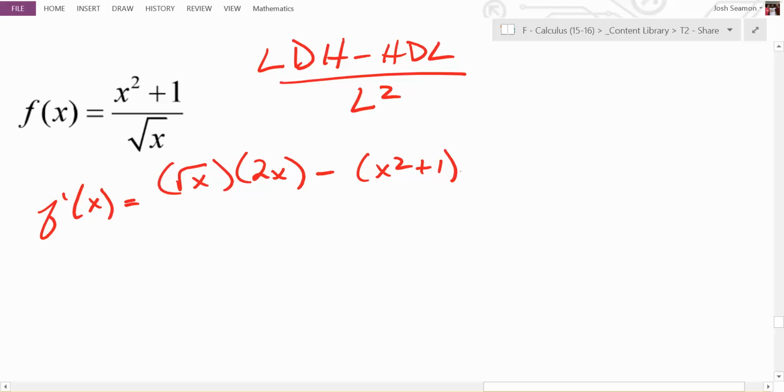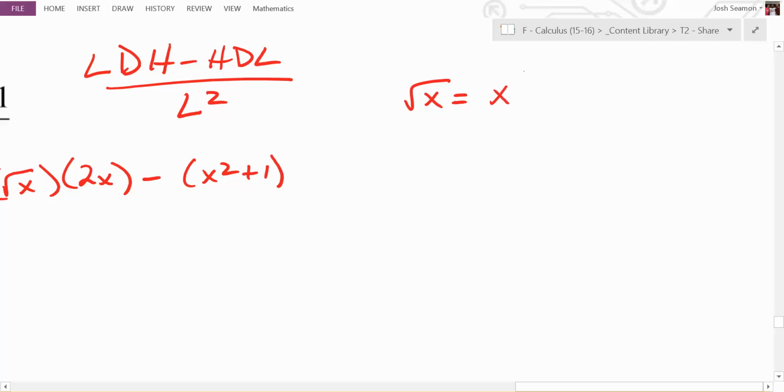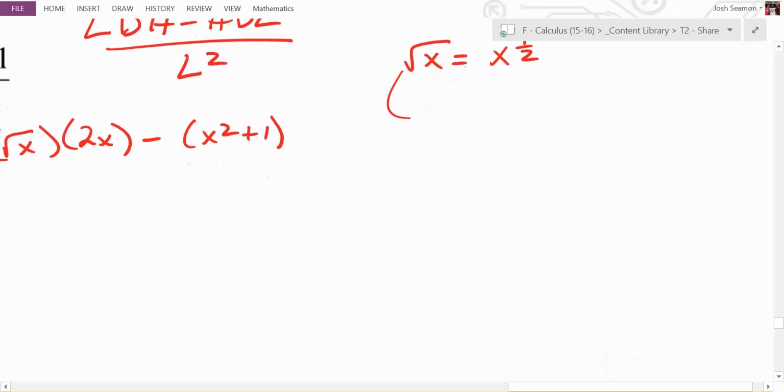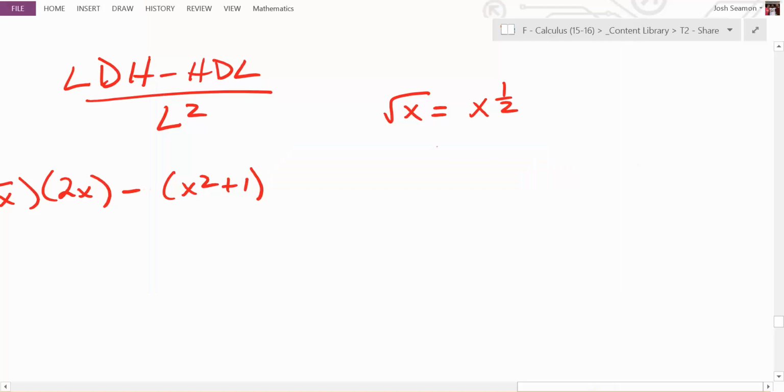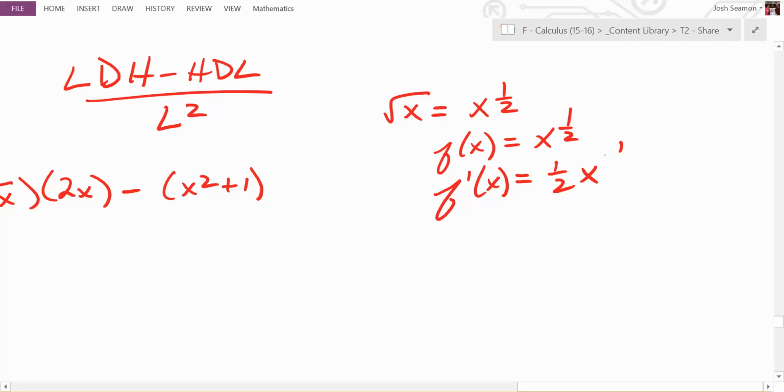What's the derivative? So the square root of x, everybody, is x to what power? x to the 1/2 power. So if f of x is equal to x to the 1/2, what's f prime of x? What do you drop to the front? 1/2. So it's 1/2 x to the what power? Negative 1/2. Where'd you get the negative 1/2 from?